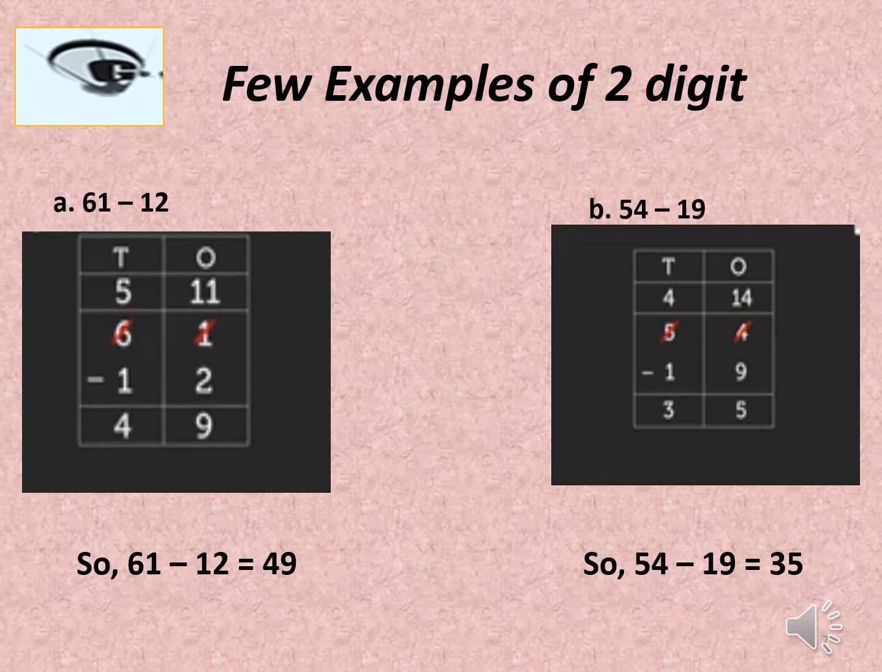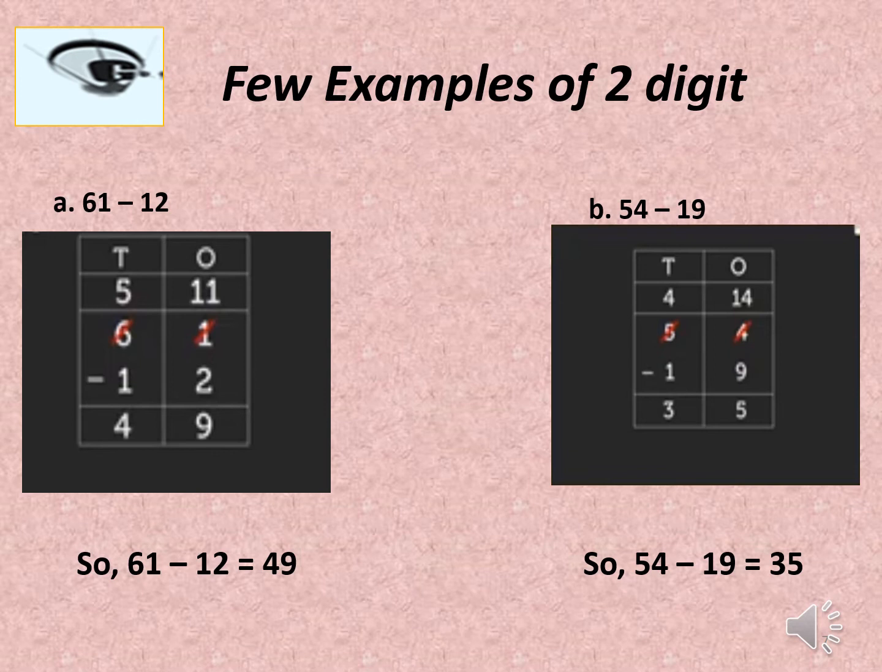We will subtract 1 from 5, and what do we get? Yes, we get 4 as a difference. So 61 minus 12 is equal to 49. Now let's do our B part.